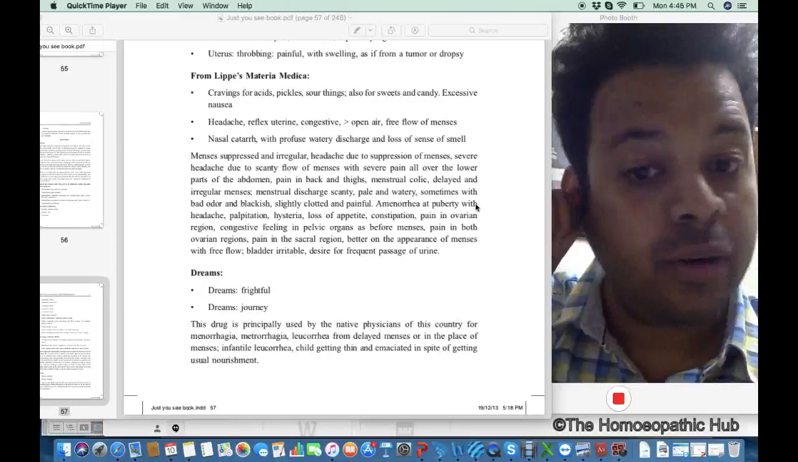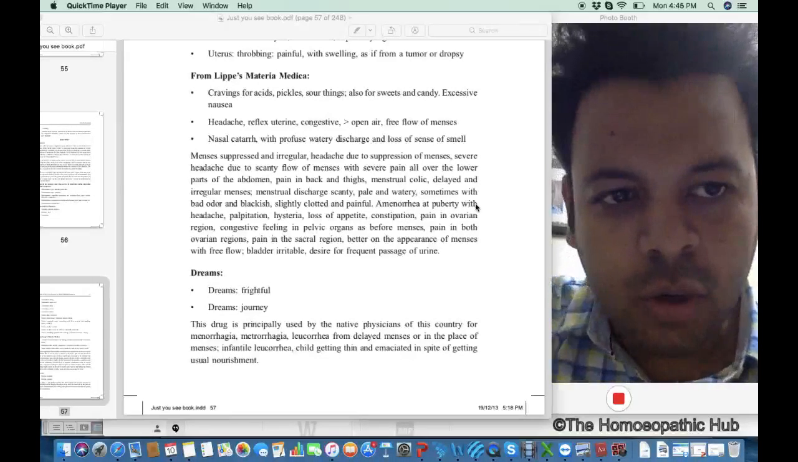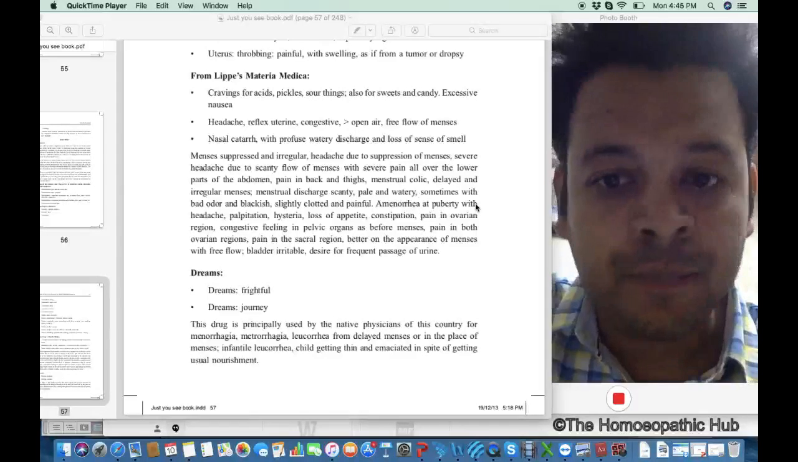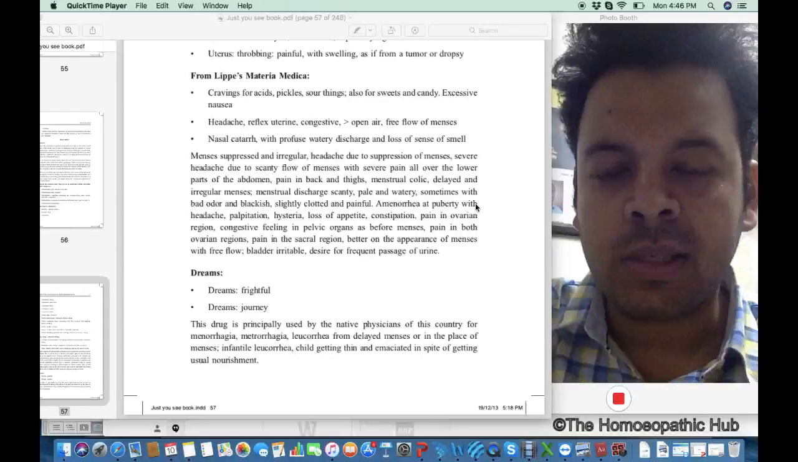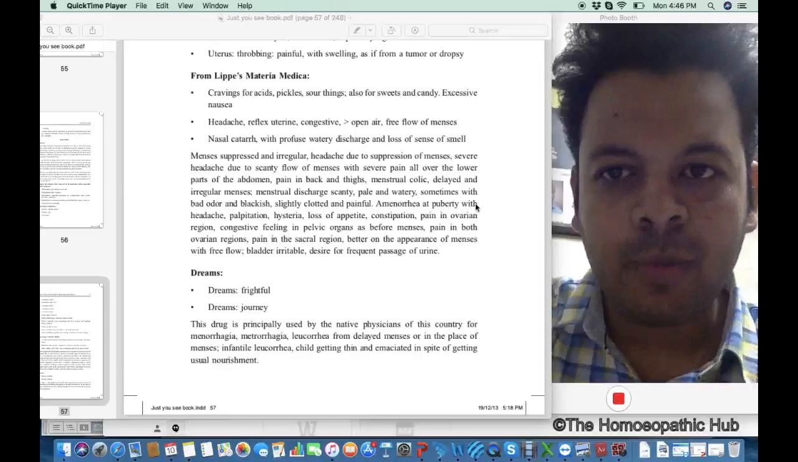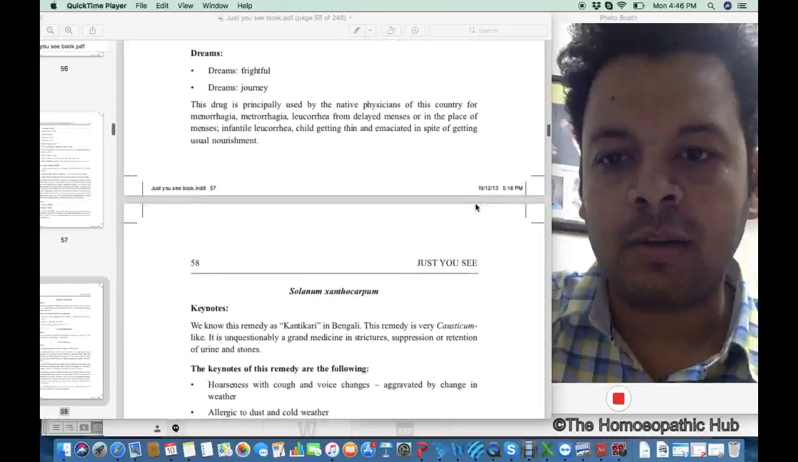Dreams of frightful dreams, of journey, is also one of the symptoms that you will see. It has to be given in low potency. I believe the best potency for Jonosia is 6 potency and not mother tincture. This is again a remedy I've learned from Dr. Sarkar actually. He uses this remedy very often. The only problem, he doesn't tell how to use it. So it took me some years to understand this.